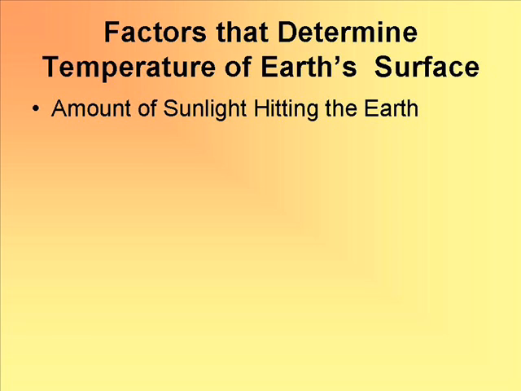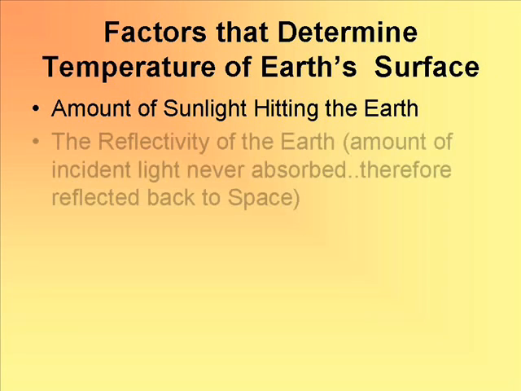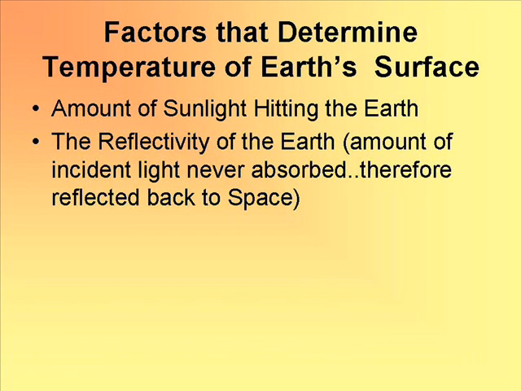Then I'm going to talk about the greenhouse effect. I'll talk about glass, then I'll talk about gases, and the intermolecular behavior that results in that. Then I'm going to wrap it up by generalizing to the planets and seeing what the greenhouse effect is on other planets. As I said, the amount of sunlight hitting the Earth is a key factor. The reflectivity of the Earth is a key factor.